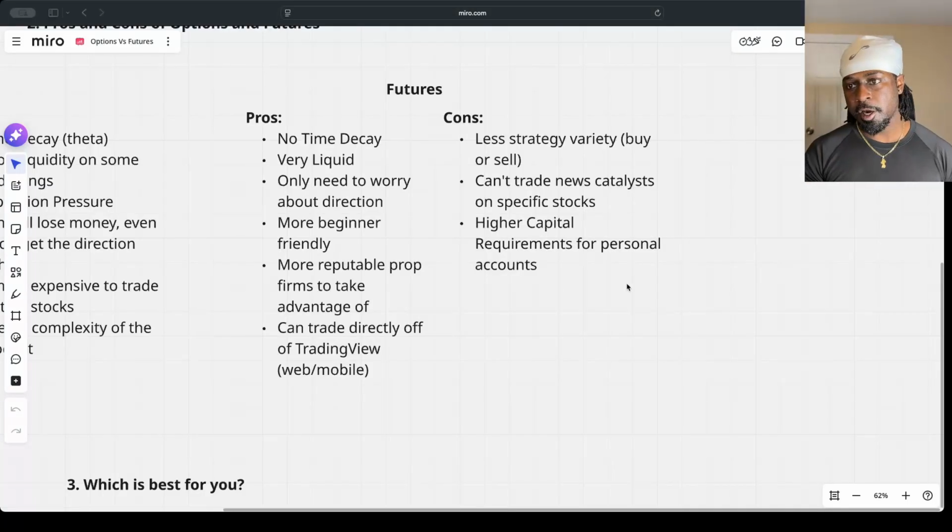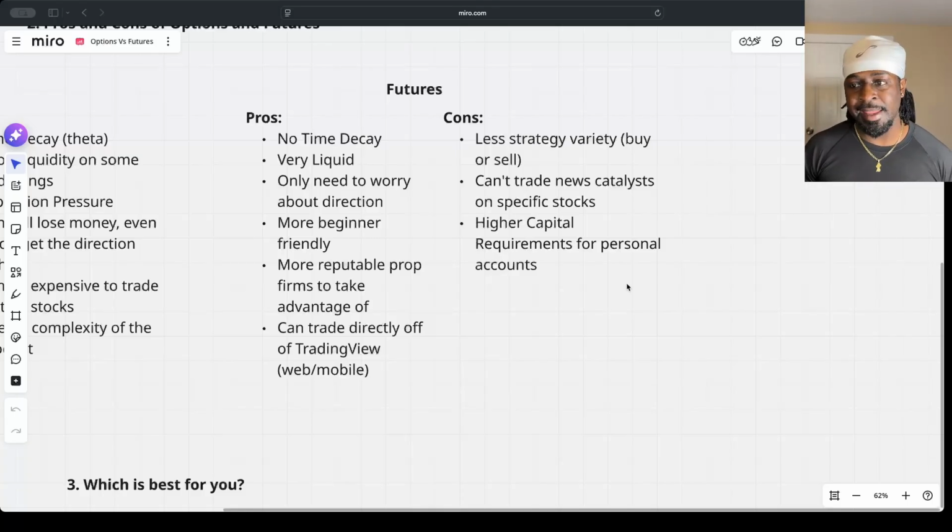All right, now let's get into some cons of trading futures. So there's less strategy variety. In futures, you're either buying or selling. There's no credit spreads, there's no covered calls, there's no iron condors. It's either up or down. So there's less strategy variety there.